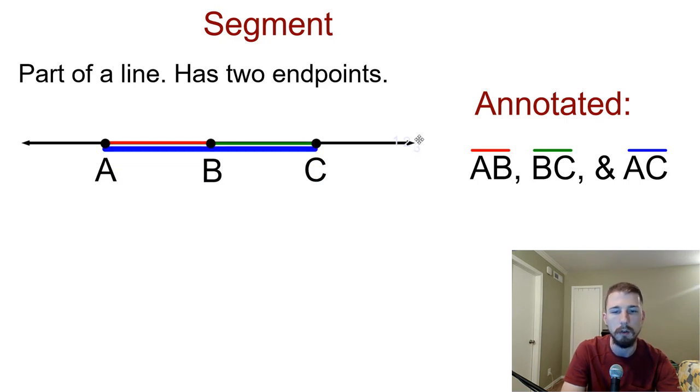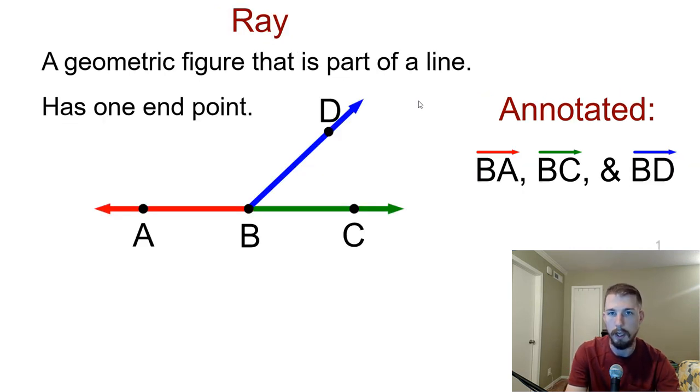And then AC would go all the way from A to C. So it would be a collection of all collinear points, including B, that are strictly between A and C. So that would be a segment. We have a ray. So a ray has 1 endpoint. It's also part of a line, or you could say it's half of a line that has a starting point and it goes in a certain direction and extends forever.